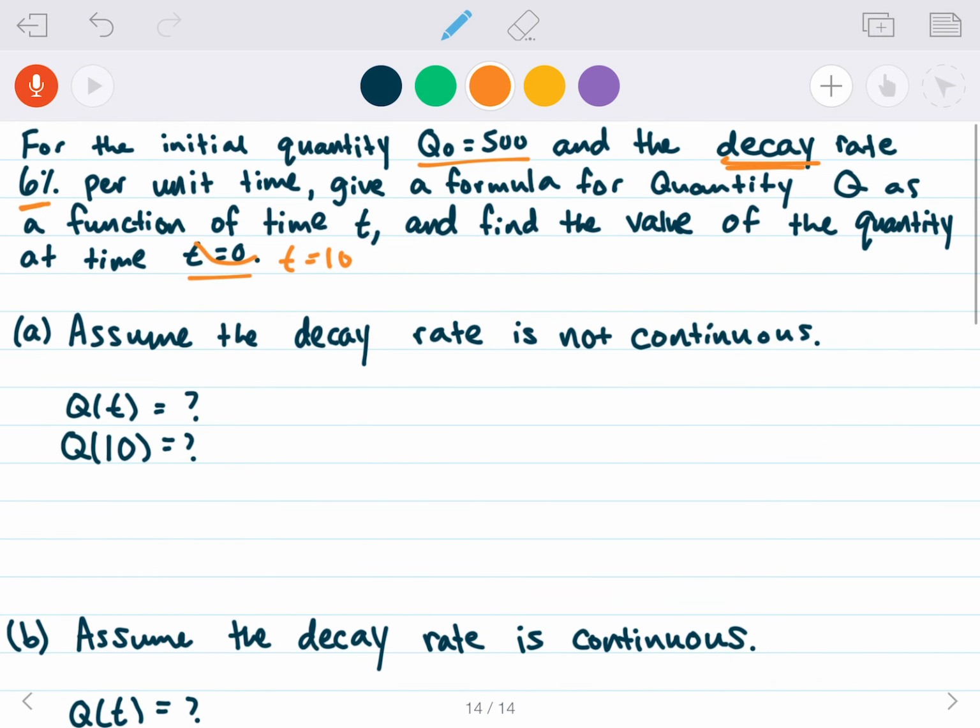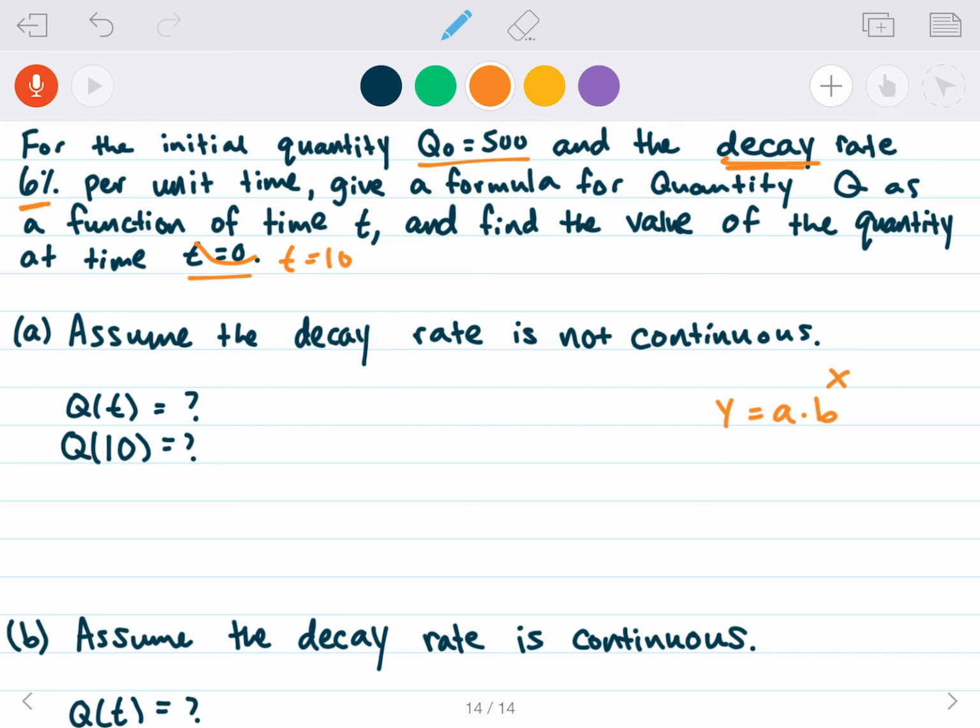Okay. Now we're going to do the same thing. We're going to assume that the decay rate is not continuous. And in that case, we use our function, actually we can just say y is equal to a times b to the t, or b to the x if you like that.